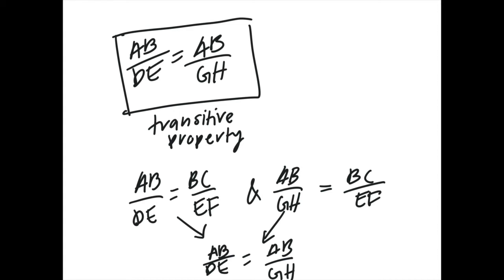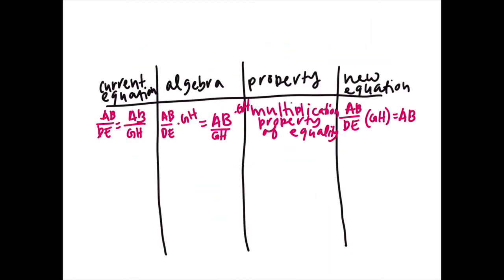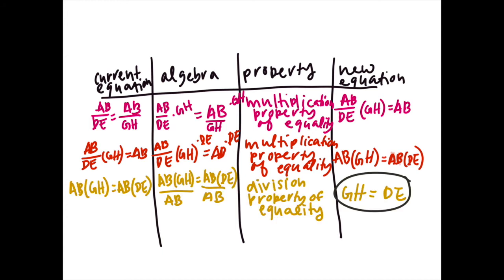Sorry I'm speeding through this, but we've already gone over this. So I'm hoping that your understanding is pretty rock solid at this point. Then we're going to take that AB over DE, multiply by GH, remove that from the other side because they canceled out, and just leave it with AB over DE times GH is equal to AB. And we can use the multiplication property of equality to do that. Then we're just going to do it again to the other side so that we end up with AB times GH is equal to AB times DE. Now, due to the division property of equality, we can just make it so GH equals DE. That's just how I like to do it because I like to do this as a math equation, although I'm sure there are other ways that you can do this.